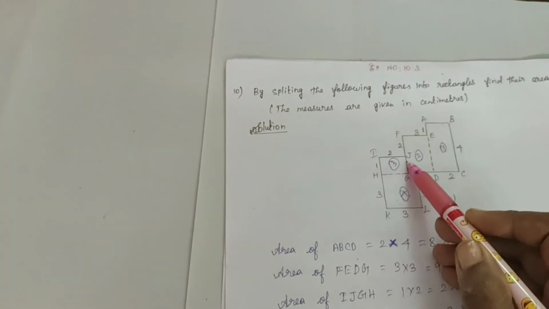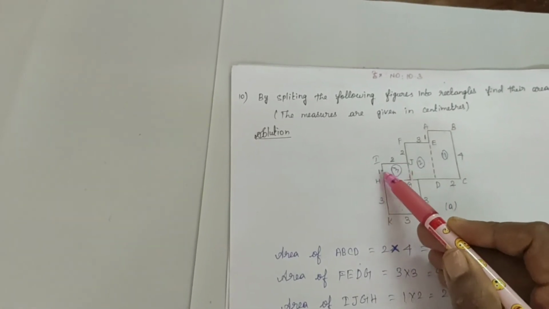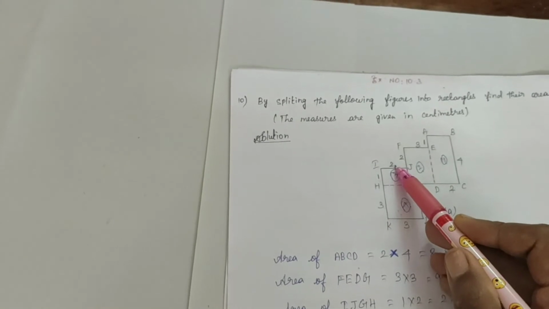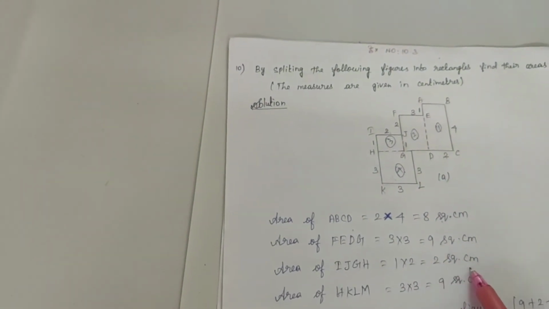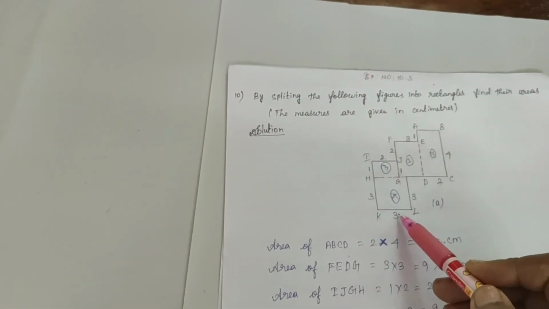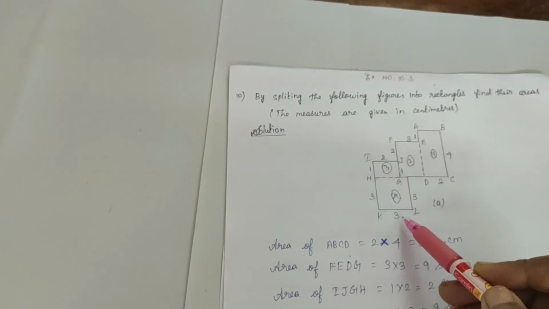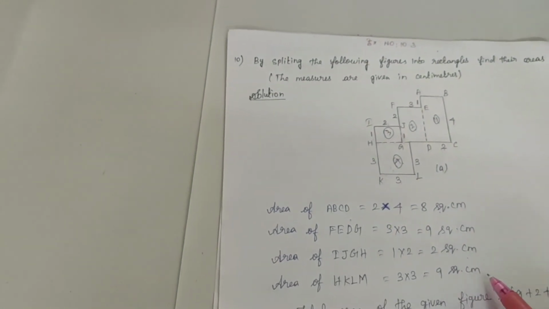And then in the small rectangle, on one side there is 2 and on the other side 1. If we know the 2 sides, we just multiply 2 and 1. So 1 into 2 is equal to 2 square centimeter. And then this one is 3, 3, so it is a square. Multiplying 3 by 3 gives 9 square centimeter.